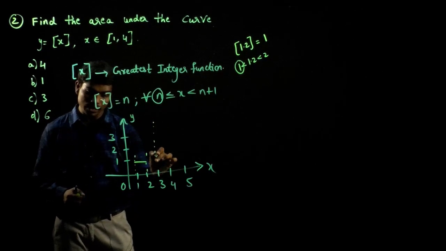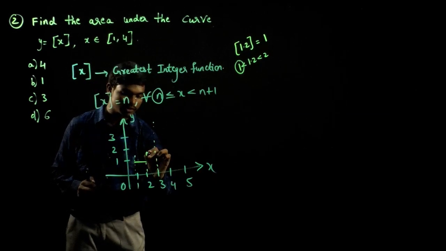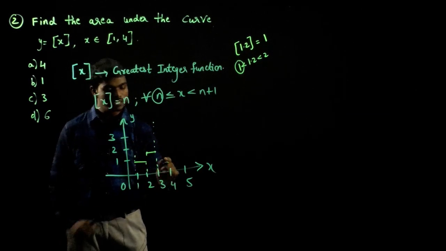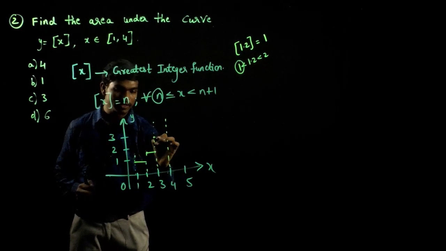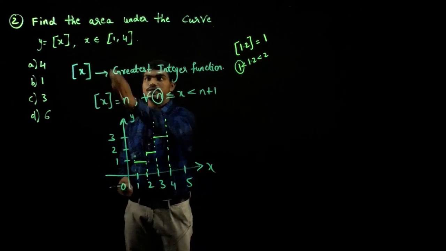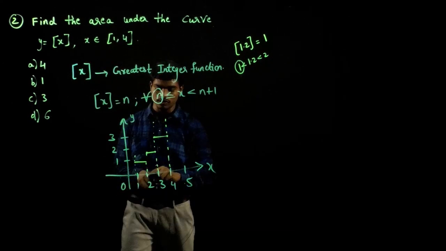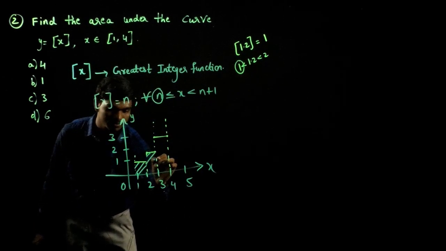Similarly, for every value between 2 and 3, the value of the integer part of x function is 2. Similarly, for every value between 3 and 4, the integer part of x value is 3. Now he is asking for the area under this figure from x equal to 1 to x equal to 4, which means he is concerned about this area.